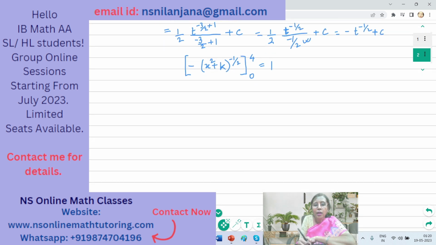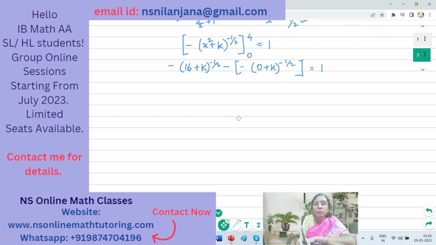Okay. So now let us see what happens. It is minus, when x equal to 4, it is 16. 4 squared is 16. Plus k to the power of negative half, and minus of minus, x is 0, so 0 squared is 0, plus k to the power of negative half is equal to 1. Okay.